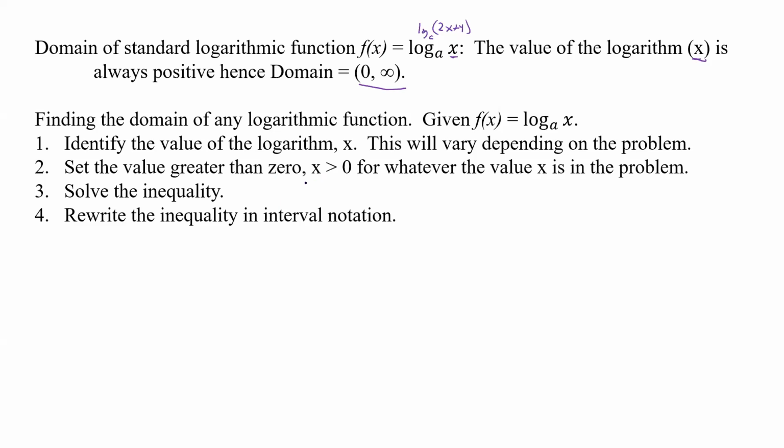So we're going to set that 2x plus 4 greater than 0. We're going to solve this, and so if we solve that, we're going to take 4 to the other side, so we're going to get 2x is greater than negative 4, and when we divide by 2, x is greater than negative 2. Okay, so that's solving that inequality.